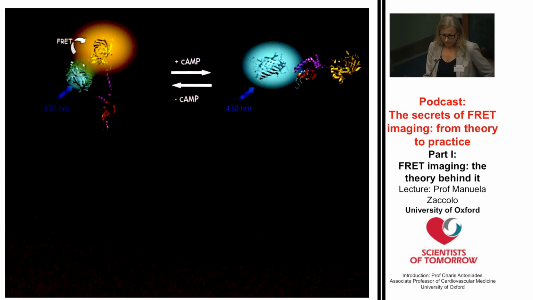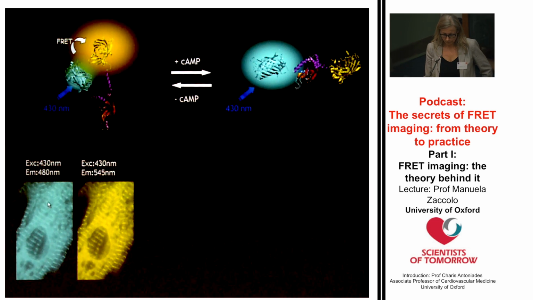This is just another representation of a very similar sensor, where this is the cyclic AMP binding domain, and here longer linkers have been introduced between the detector part of the reporter and the GFPs. I will discuss a bit more about linkers later. One great advantage of this type of reporter is that they are genetically encoded. So we can introduce the sequence that encodes for these reporters in a plasmid or in a viral vector, and we can transfect or infect our favorite cells, and we can achieve expression of this sensor in intact cells.